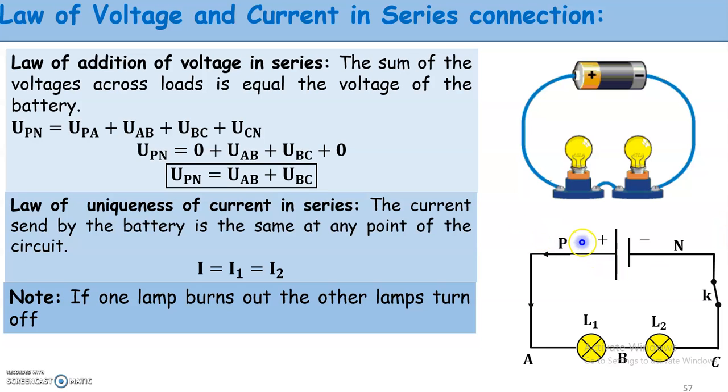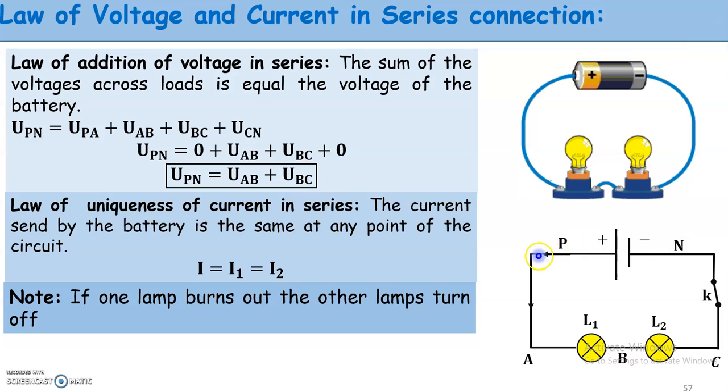From P to N, it will be PA, then AB, then BC, then CN. So the voltage UPN, the voltage across the battery, will be equal to the voltage UPA plus voltage UAB plus voltage UBC plus voltage UCN.